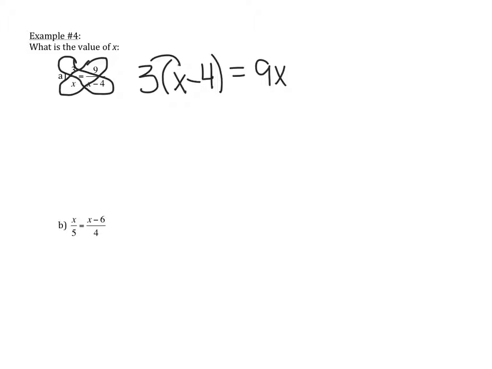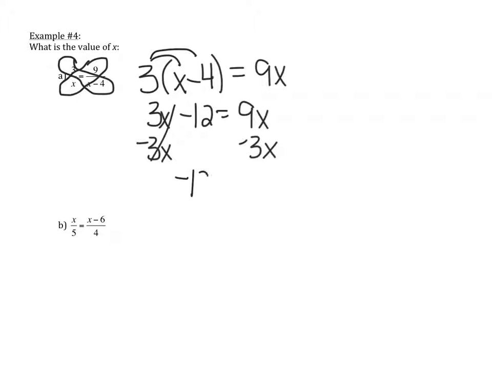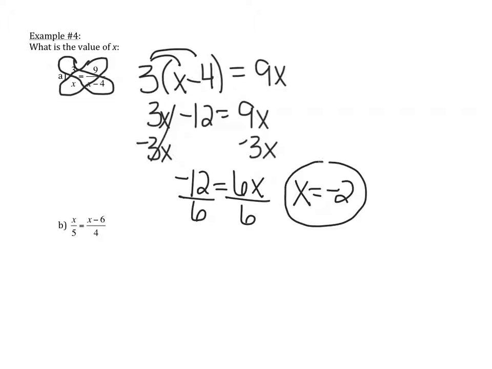So to solve this, I will first distribute like we said before. So 3 times x is 3x, and 3 times negative 4 is negative 12. Since the negative 12 is the only constant term we have in this equation, I'm going to move the 3x over by subtracting it. So you get negative 12 equals 6x, and then we'll divide by 6 to get x equals negative 2. Now remember, you can always plug this back in, either into the proportion itself or into the equation you got after you cross multiplied to see if it worked out.